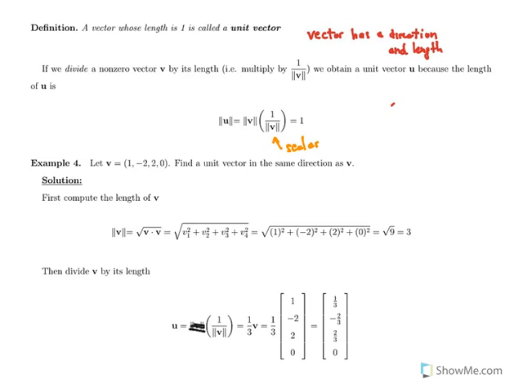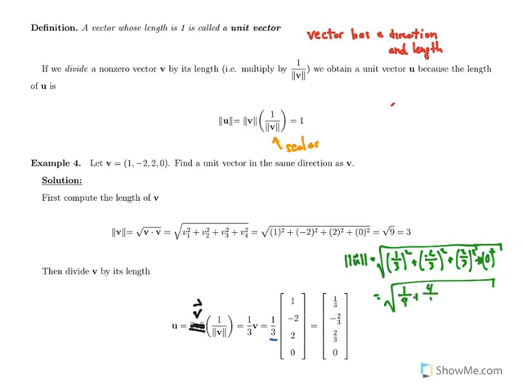And sorry, this shouldn't be the norm of v here. This should be just v itself divided by the norm. That would be 1/3 v. We get a scaling factor of 1/3 times that vector (1, -2, 2, 0), and we get the vector (1/3, -2/3, 2/3, 0). And we could verify that this has a length of 1. The norm of u is the square root of the sum of the squares of the entries: 1/3 squared plus -2/3 squared plus 2/3 squared plus 0 squared, which gives the square root of 1/9 plus 4/9 plus 4/9 plus 0, which is the square root of 9/9, which is 1.